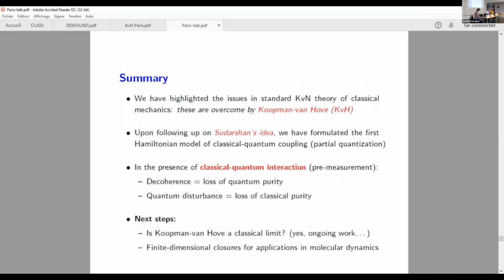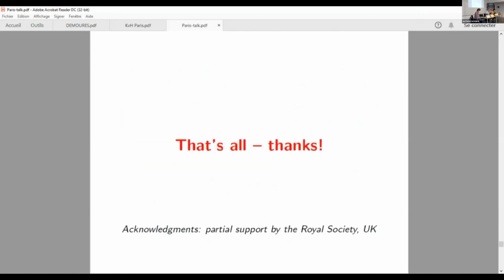This is a summary, but I will not go through it. Maybe I will just focus on these points. We have decoherence, which is the loss of quantum purity, and we have the quantum disturbance on the classical sector, which is the loss of classical purity, which is the loss of delta function solutions. This is everything I wanted to say. Thank you very much.